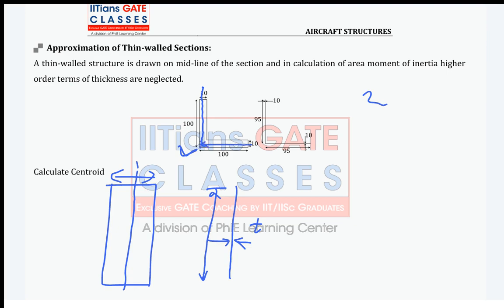So what happened when you draw it as a thin section is your dimensions got reduced, right? It is not exactly 100, you can say it is 95, but your thickness remains the same. So there is some change in the width or depth of the section, yes or no? But your thickness remains the same. So this is your thin walled assumption, that's how we draw a thin walled section.